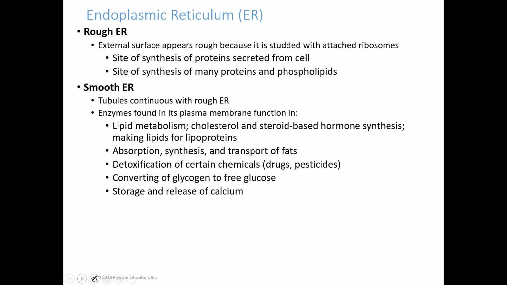The smooth ER surrounds the rough. The smooth ER has a variety of functions depending on the cell type. It doesn't have any ribosomes. It is continuous with the rough ER. Now, what do we do with the smooth ER? Well, it's very important for us. In our muscle cells, we use the smooth endoplasmic reticulum to store calcium. Lots and lots of calcium. We need calcium for our muscles to contract.